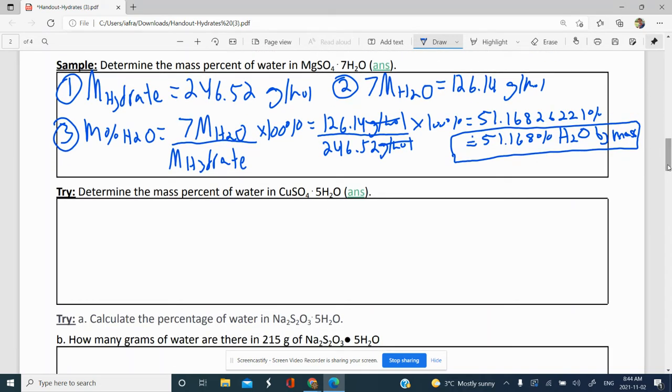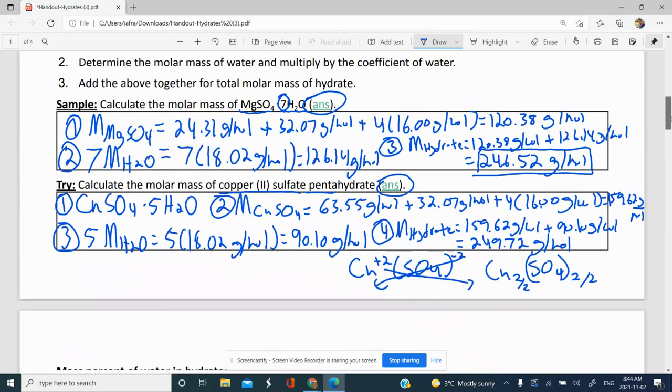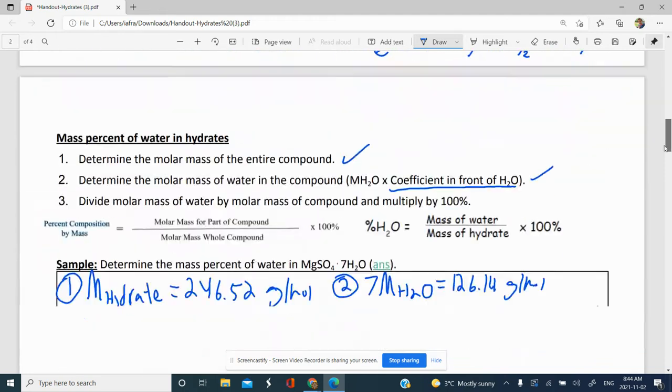So let's take a look at the mass percent of water in CuSO4 5H2O, so copper 2 sulfate pentahydrate. Same process, except in this case we're dealing with a different compound. Once again, I'm not going to redo the whole thing because we actually have this one provided to us already. We did the molar mass of that hydrate in a previous question in this handout. And so if we go up, the mass of the copper 2 sulfate pentahydrate, which we did here, the molar mass of it's 249.72 grams per mole.